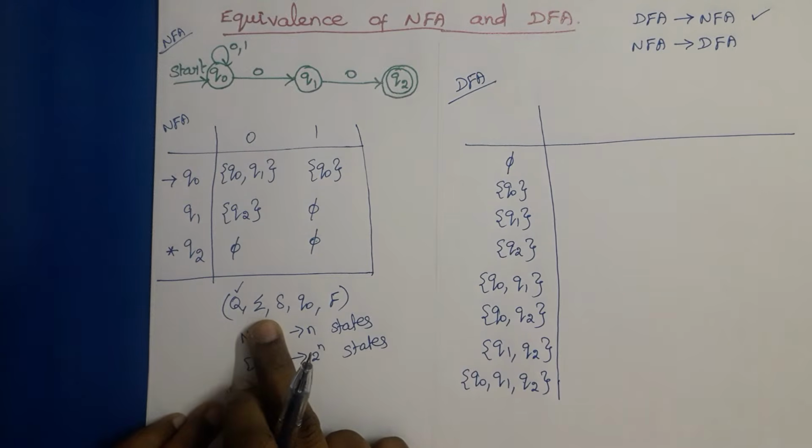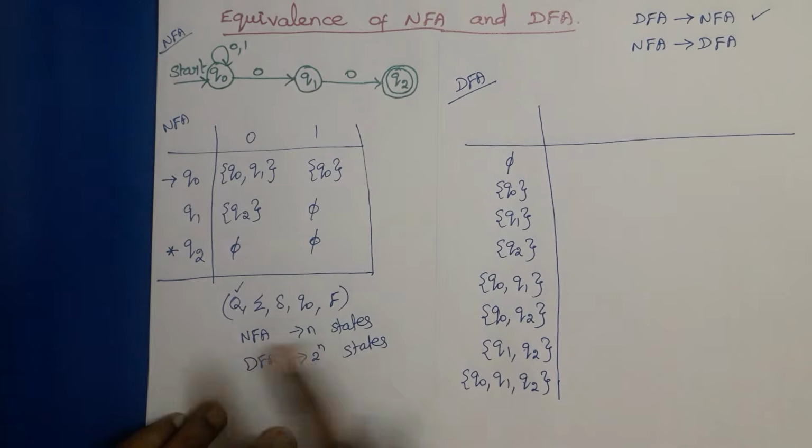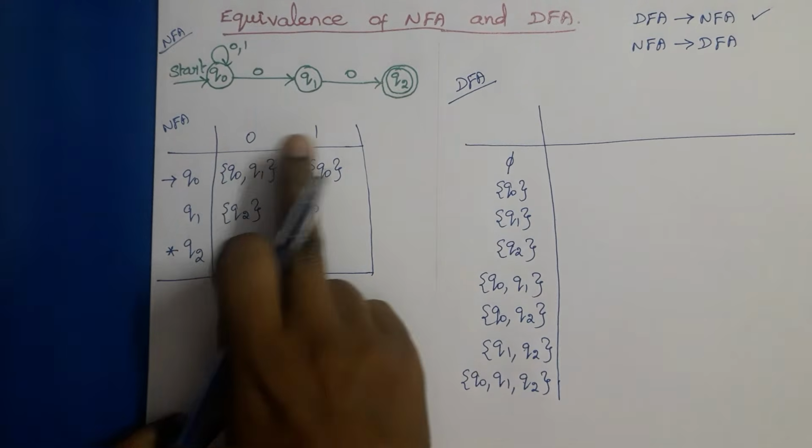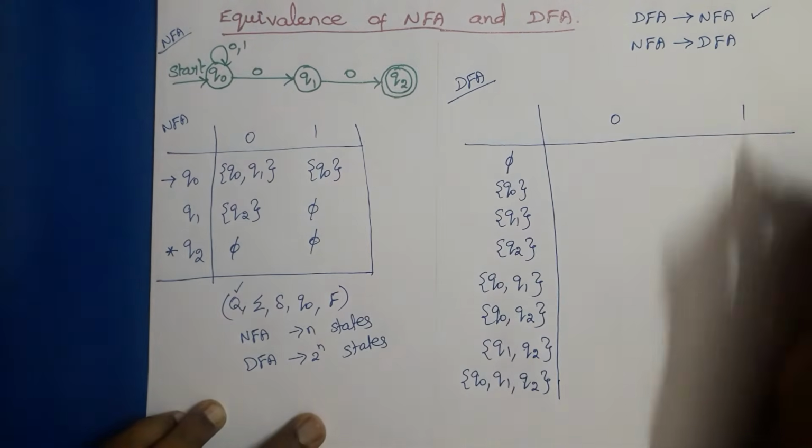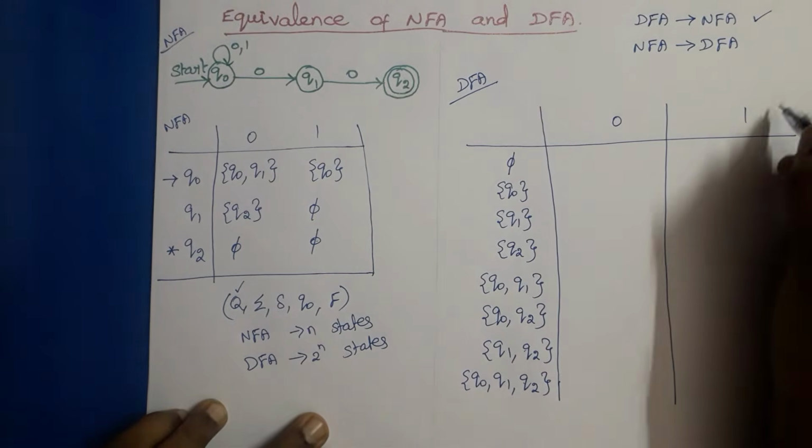Then sigma. Sigma is the same for both NFA and DFA. Sigma means the input alphabet. So here also 0 and 1 are the input alphabets.